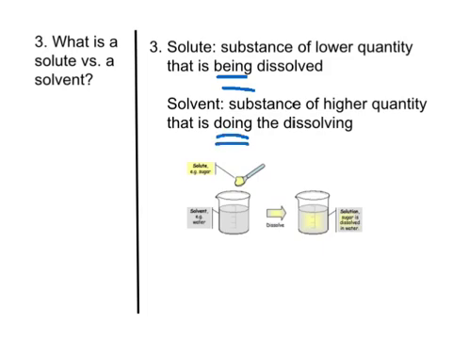So if we look here at the picture, the sugar is what we call the solute because it's going to be dumped in and is going to be dissolved. And the water here is the solvent, okay, because it's the one that's dissolving the sugar. It's doing the dissolving. So we've got the solute, which is being dissolved, and the solvent, which is doing the dissolving.